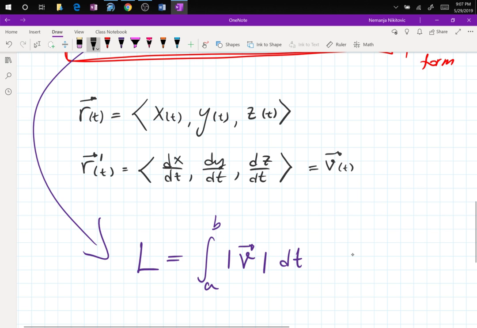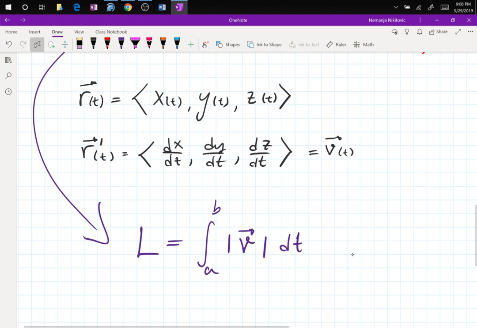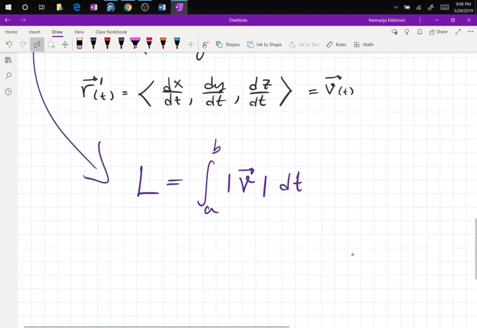Now, does it make sense dimensionally? Of course it makes sense dimensionally because you are integrating velocity, right? You will get how far you went as accumulation of all the points that you passed through. So it makes sense. I mean, integral of speed. That's why I want integral of speed. So let's have an example.